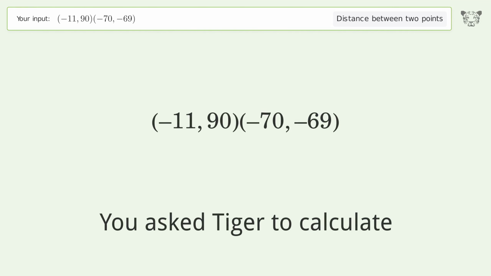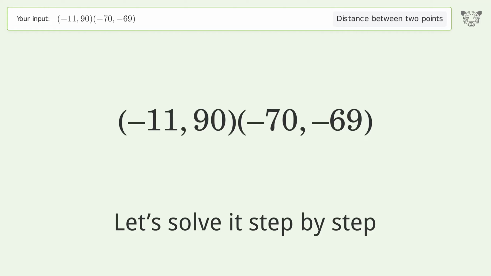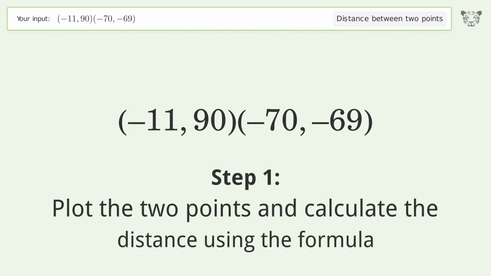You ask Tiger to calculate. This deals with the distance between 2 points. The distance between the 2 points is the square root of 28,762, or 169.594. Let's solve it step by step. Plot the 2 points and calculate the distance using the formula.